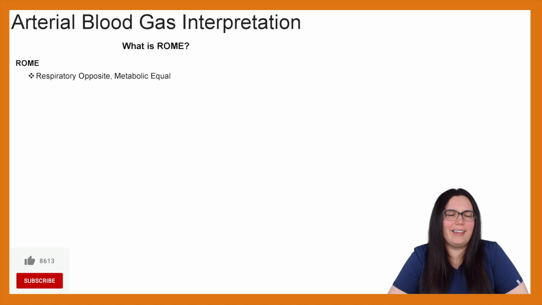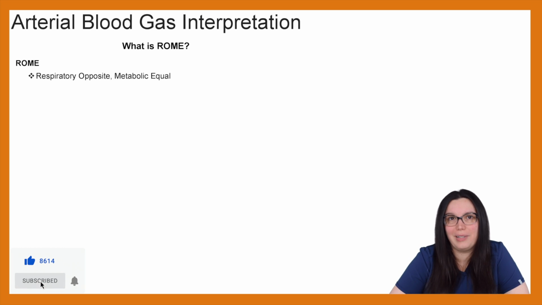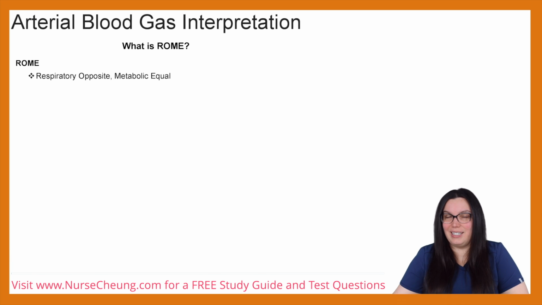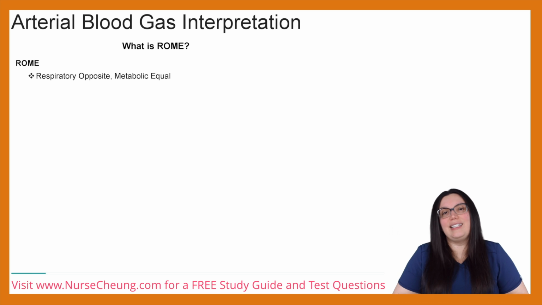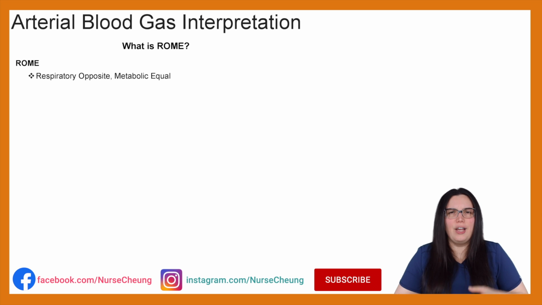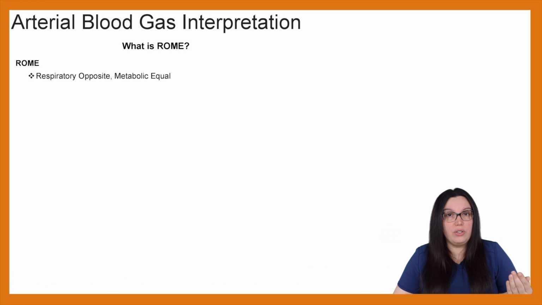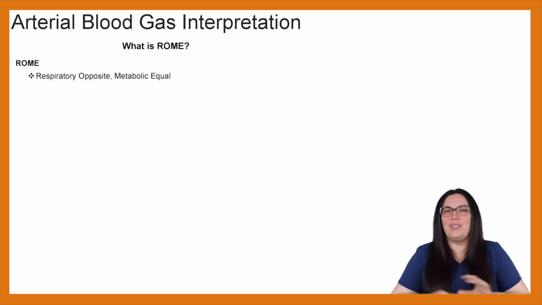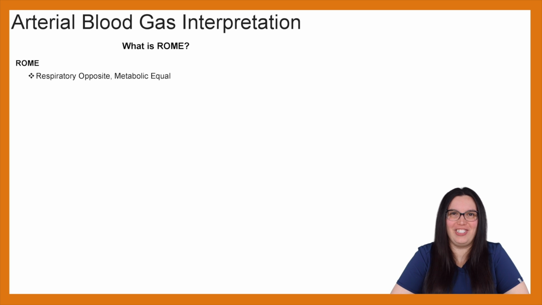So you might be like, Nurse Cheung, what is ROME and what does that have to do with arterial blood gases? Well, ROME means respiratory opposite, metabolic equal. That's what helps us determine what's happening with our arterial blood gases. So let's take a look at what our normals are, and let's look at a few examples of how ROME can help us determine what's happening with our ABGs.